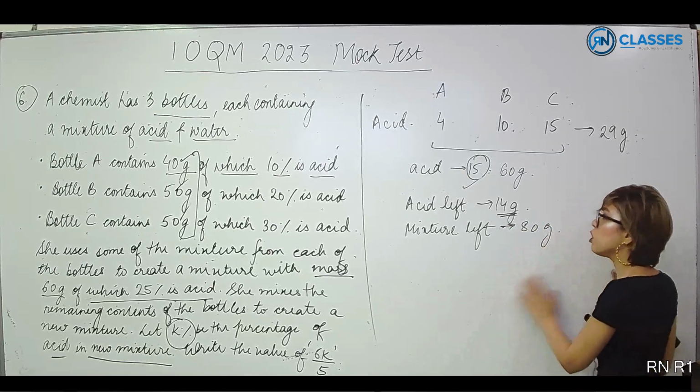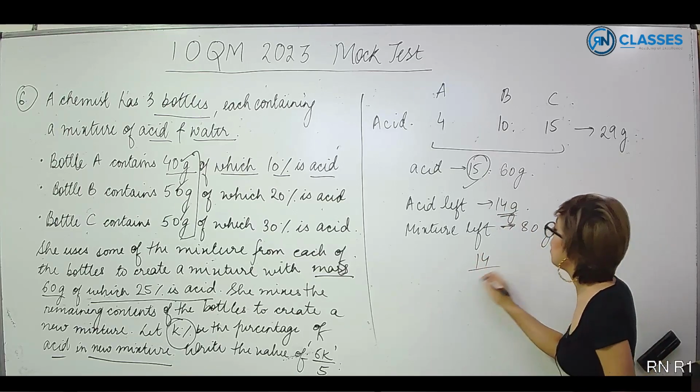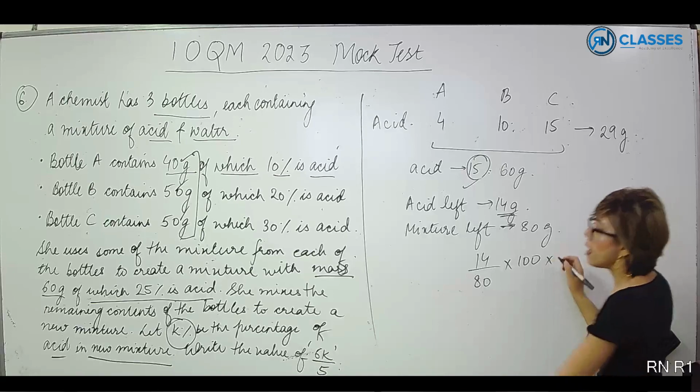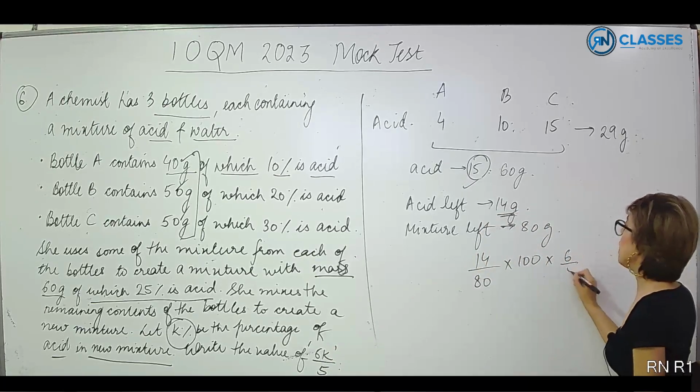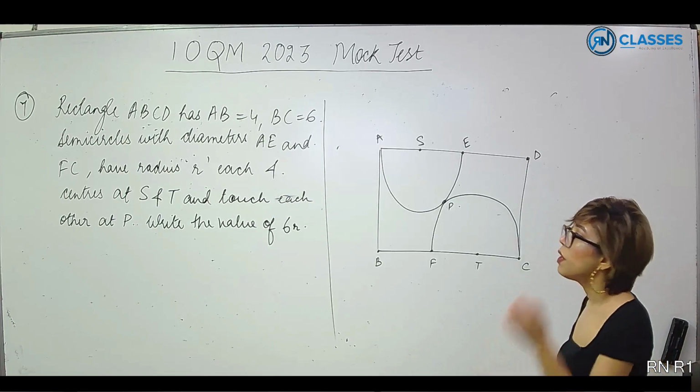This is the remaining mixture. This is the acid left. So I just want the acid percentage. So that is nothing but 40 by 80 into 100. This is my K. Just multiply it by 6 by 5 and you will get the answer as 21. Alright. On to the next one.